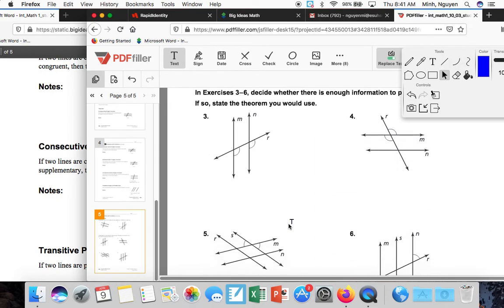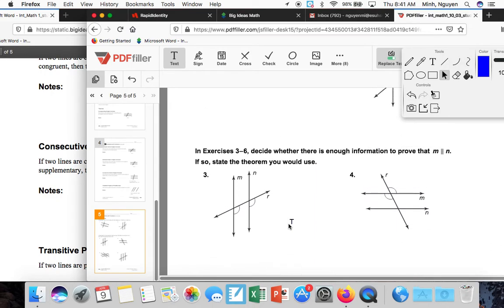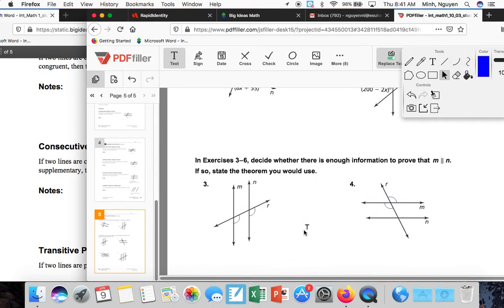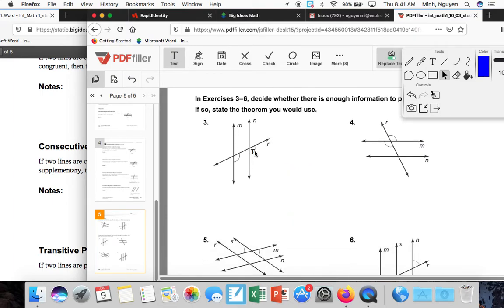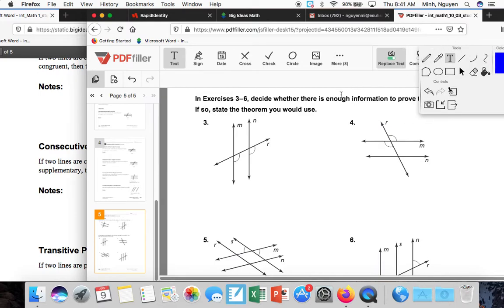Okay. Decide whether there is enough information to prove that M is parallel to N. If so, state the theorem you would use. Okay, so again, let's see here. Bottom right, bottom right. Oh, same position. Okay, what is that? So there's two parts. Is there enough information? That's a yes or no. And then, if so, state the theorem you would use.